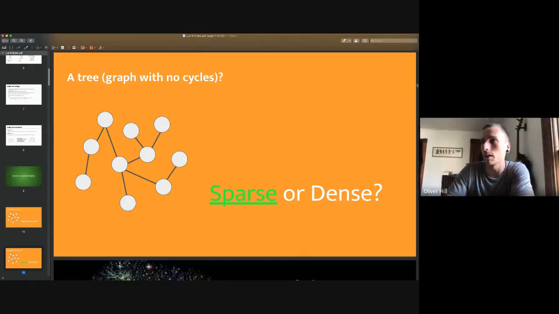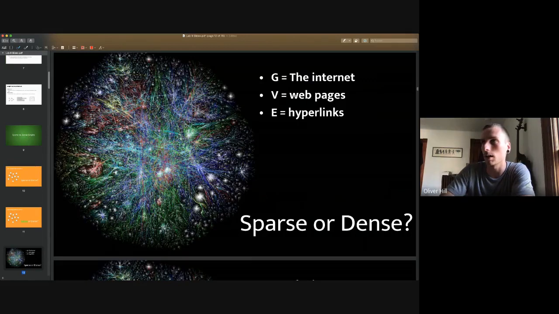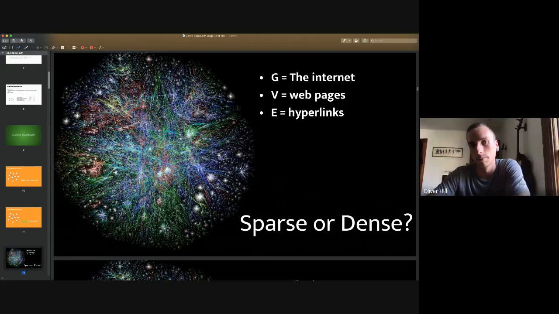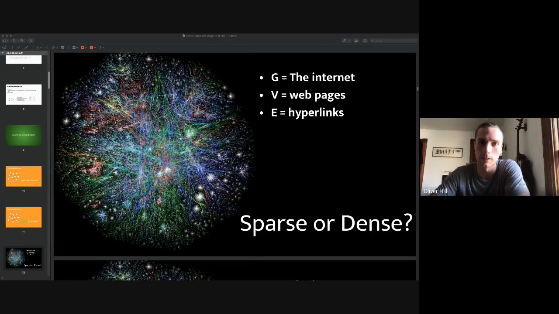Okay, how about the internet? The vertices are each web page. The edges are links between the web pages. What do you think, sparse or dense? I mean, just think about if you go to Wikipedia, which has some of the more densely populated pages with hyperlinks. Okay, y'all are saying dense. How many hyperlinks do you think an average Wikipedia page has? On the order of hundreds, probably, right?